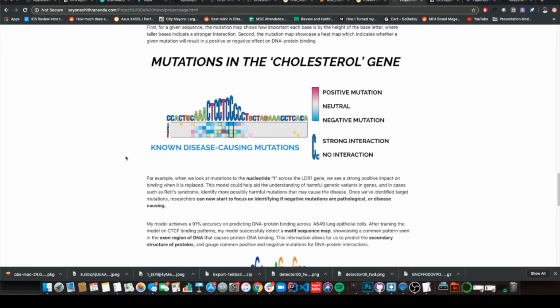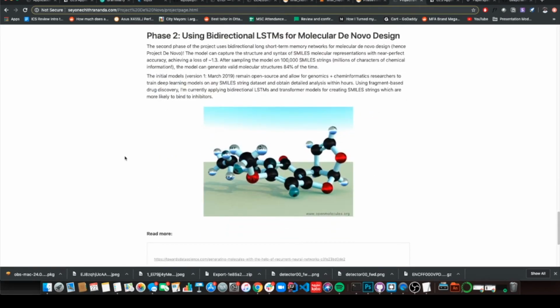That's phase one of my project, and phase two deals with using language models, such as long-memory models like LSTMs, for molecular de novo design, using SMILES strings, which are computational representations of molecular structures. They're basically large text files that have large-scale molecular or chemical structures encoded in a text file. We train a language model on this to generate new molecular structures, and my approach generates valid molecular structures 84% of the time. I trained it on over 100,000 different molecular structures that I found from an open source data set.